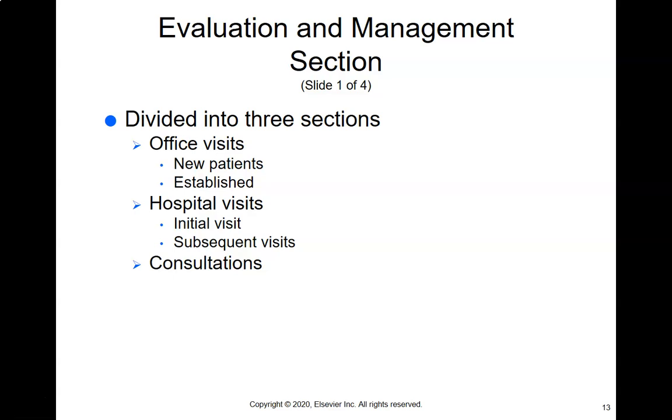Evaluation and Management section. E&M codes describe physician services involving the E&M of a patient problem. It's divided into 3 sections. The difference between new patient and an established patient is a new patient has not received professional service from a physician or a group practice in the last 3 years. An established patient has received professional services from a physician or a physician's group practice in the past 3 years. Then you got your hospital visit, which is initial and subsequent, and then consultations.